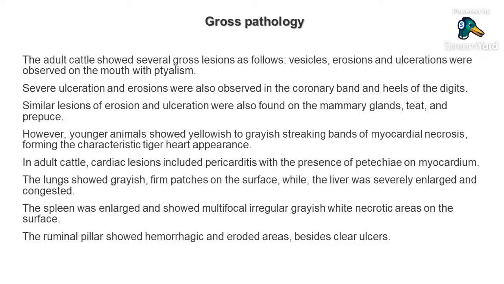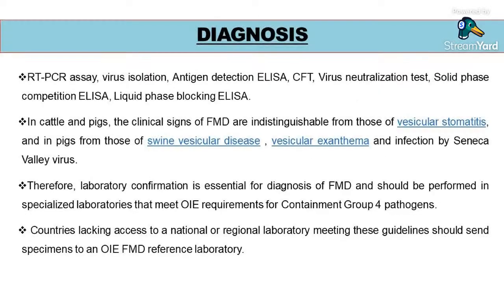Whenever there is FMD, the spleen gets enlarged. Splenomegaly is there with multifocal irregular grayish white necrotic areas, and the ruminal pillars show hemorrhagic and eroded areas. Besides, the rumen also shows clear ulcers.